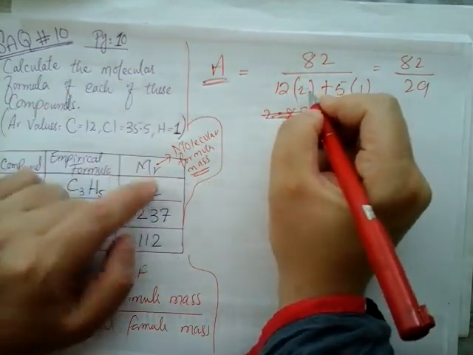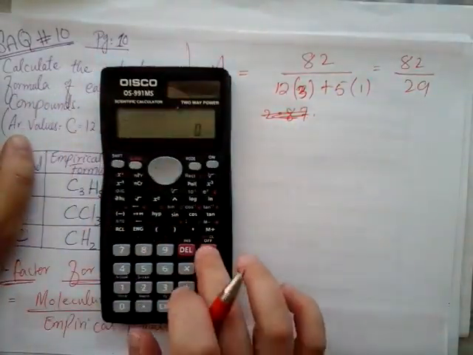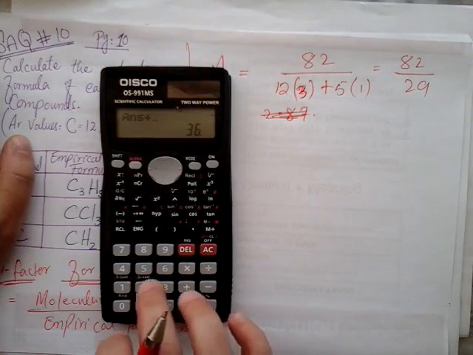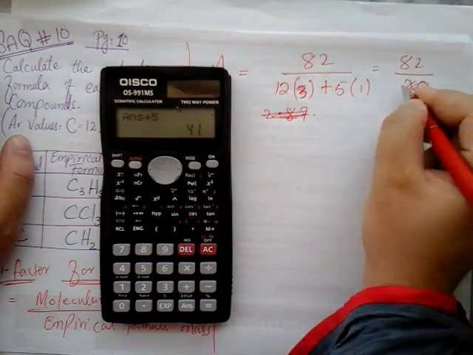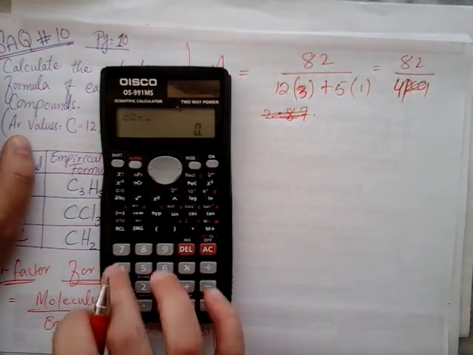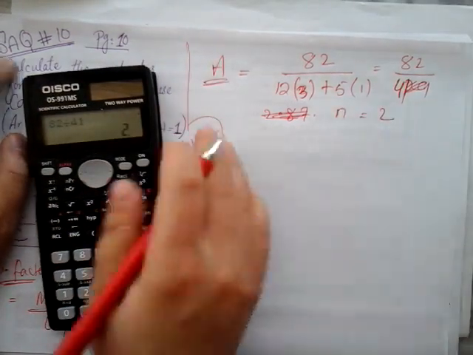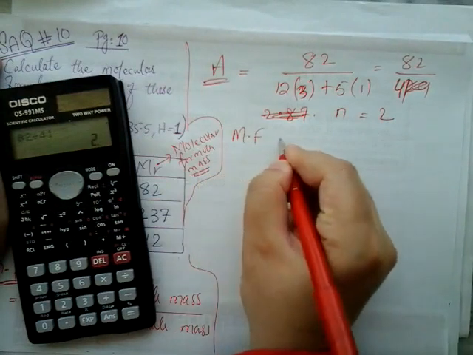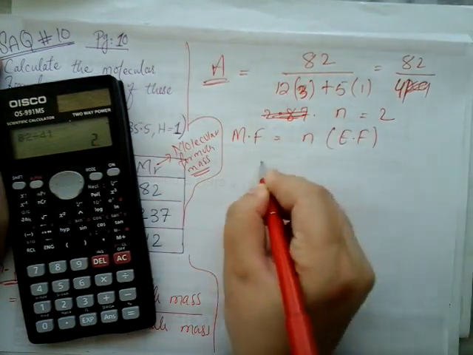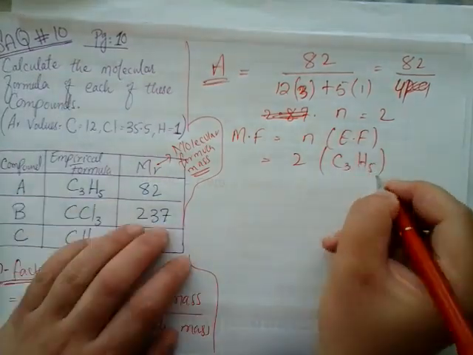Not 2.8 here, 3 atoms of carbon. Sorry for that. 12 multiplied by 3, 36 plus 5, 41. So 82 divided by 41 is 2, and here is 2. So simply the molecular formula is equal to N into empirical formula. So N is 2 and there C3H5.